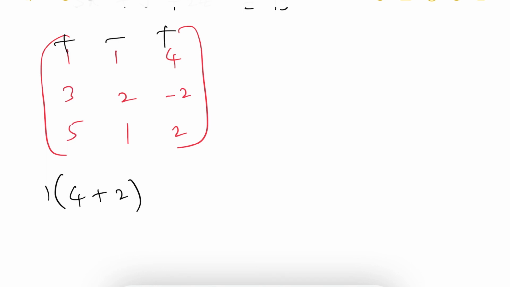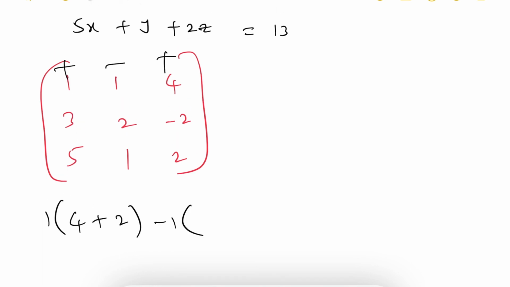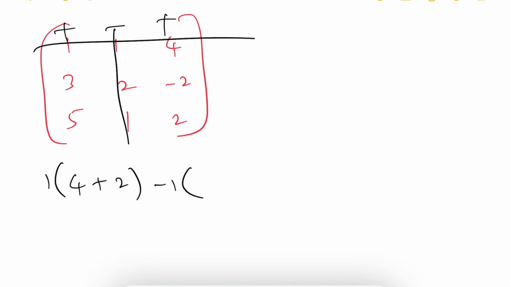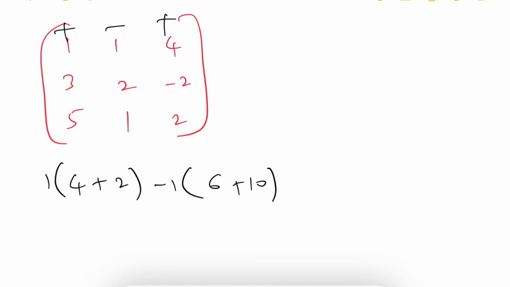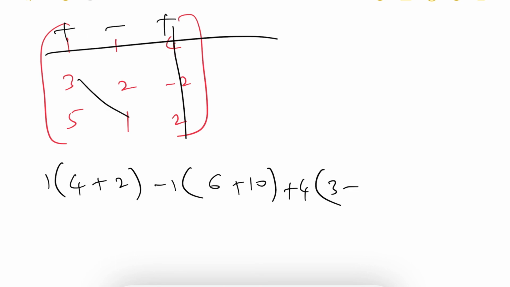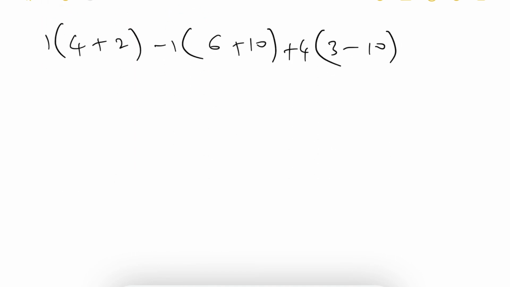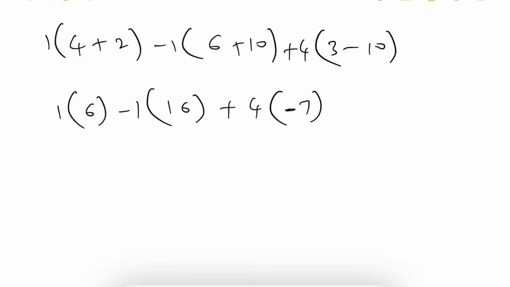Now second element, minus 1 into, if we remove this column and this row, 3 2s are 6 minus 5 into minus 2, minus 10. Already minus is there, so plus 10. Then last one, plus 4 into, if you remove the row and column, 3 1s are 3 minus 5 2s are 10. 1 into 4 plus 2 is 6, minus 1 into 6 plus 10 is 16, plus 4 into 3 minus 10, minus 7. So 1 6 are 6, minus 16, plus 4 into minus 7, minus 28.